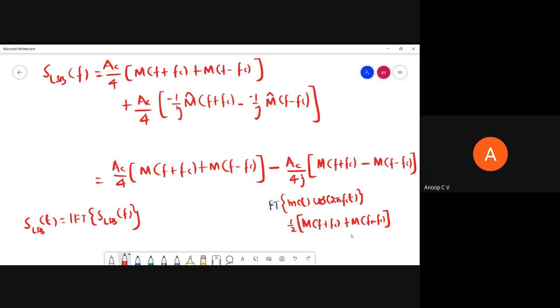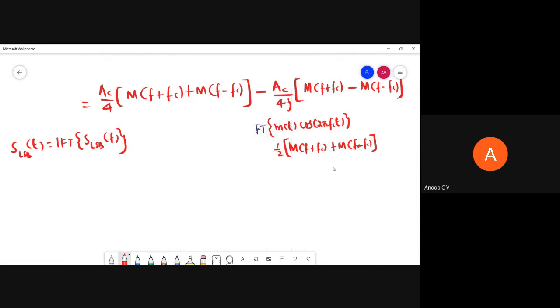So similarly, what will be the Fourier transform of m of t sine 2 pi fct? If the Fourier transform of m of t is m of f, what will be the Fourier transform of m of t sine 2 pi fct? This is a question, so I'll just help you out.